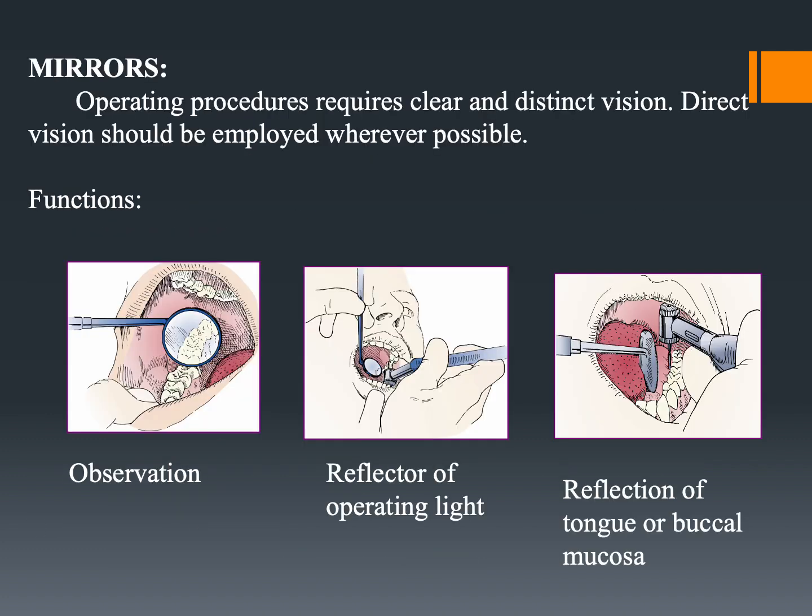Coming to the mirrors, mirrors are basically used for operating procedures so that we can have a clear and distinct vision. We use the mirrors for direct and indirect vision. Whenever indirect vision is useful, the mirror comes in handy. The basic functions of the mirrors are observation, reflection of operating light, and reflection of the tongue or buccal mucosa.